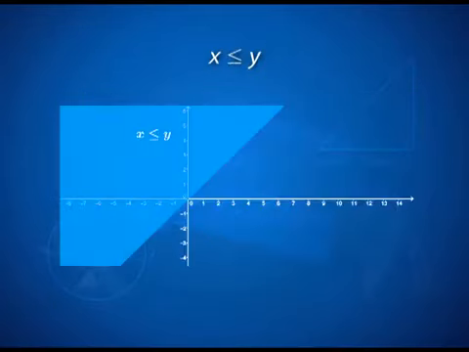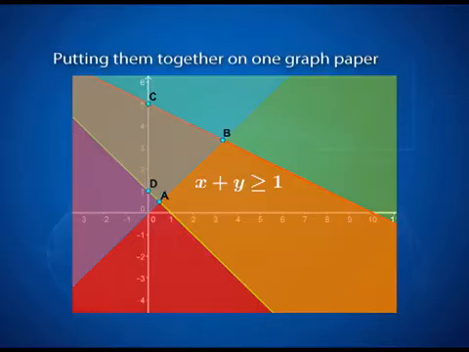For x less than or equal to y, as we had dealt with earlier in the previous episode, we get the answer as the left hand side part of the plane. Now, putting them together on the graph paper, we observe that the region A, B, C, D is the required solution because in this region all the shaded portions lie.